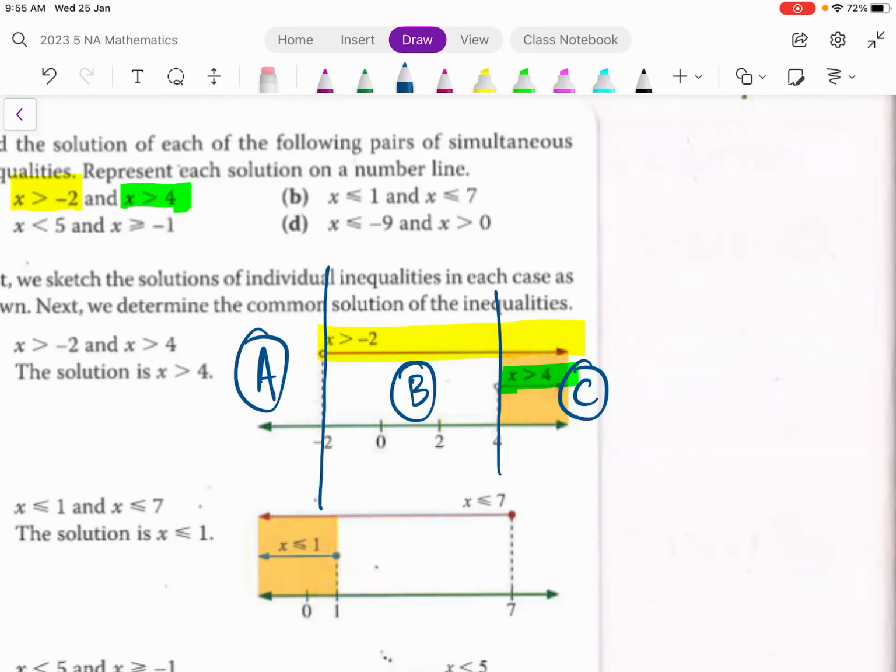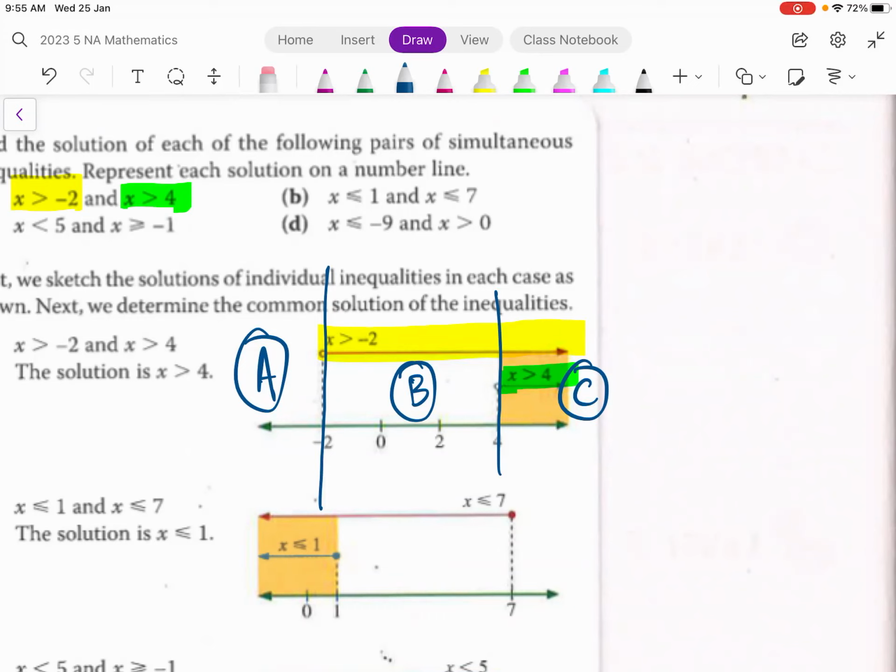x is less than negative 2, right? Now, whether you say less than or equal to or less than, doesn't matter. I just need to understand that on the left hand side is less than negative 2. What about region B? What does it show? Negative 2 to 4. There are boundaries. There's a lower boundary, there's an upper boundary. And then region C is greater than 4. And all the way, right?